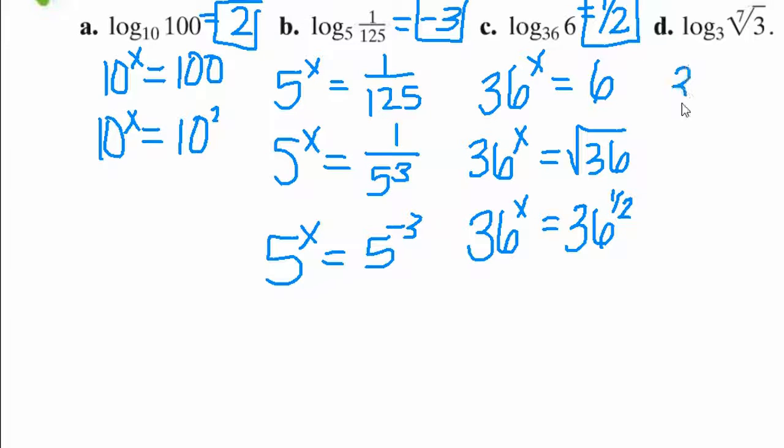And on this one, 3 to something is the 7th root of 3. And so I'd say 3 to the x is 3 to the 1 over 7. The index of my radical goes in the denominator. And so my answer to this logarithm is 1 over 7.